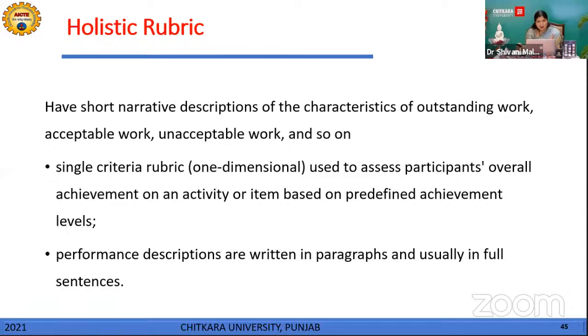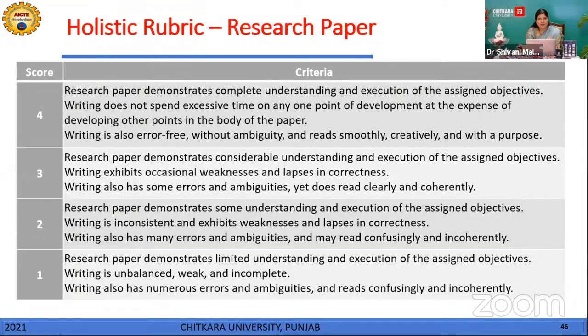In this case, you have two types. Either you can have a single criteria rubric, which has only one dimension, and it is used to assess participants' overall achievement on an activity or item based on the predefined achievement level. And the performance descriptions are written in the form of paragraphs, in order to make him understand that better, or in the form of sentences too. See, this is one of the examples of the holistic rubric.